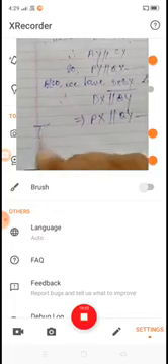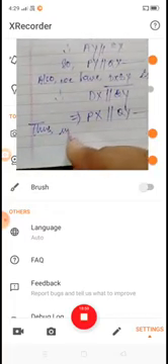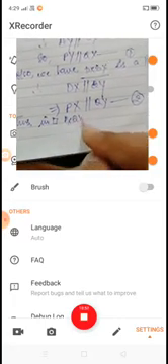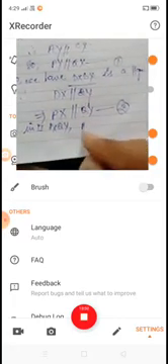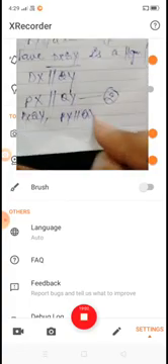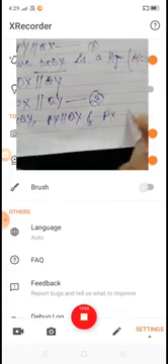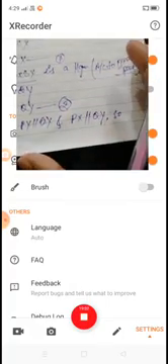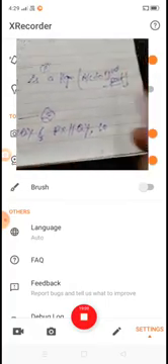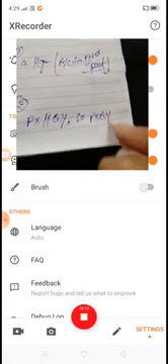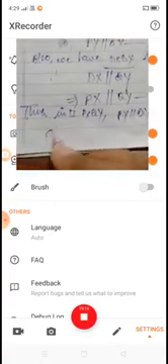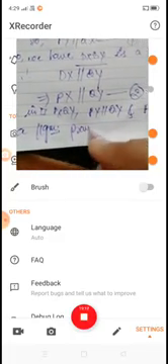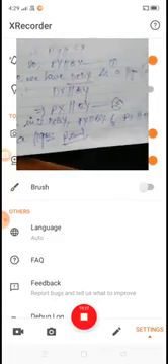Thus, in quadrilateral PXQY, PY is parallel to QX and PX is parallel to QY, so PXQY is a parallelogram. That's proved, the third result.